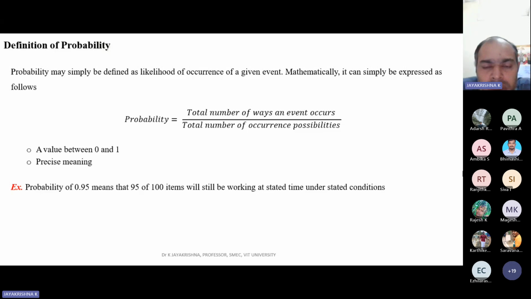You're tossing the coin 20 times, that is the total number of occurrence possibilities is 20, and I'm telling you, in all these 20 times whenever you toss a coin, you're getting heads. Heads is the total number of ways an event can occur. So when you toss a coin 20 times and all 20 times you're getting heads only, what is the probability?